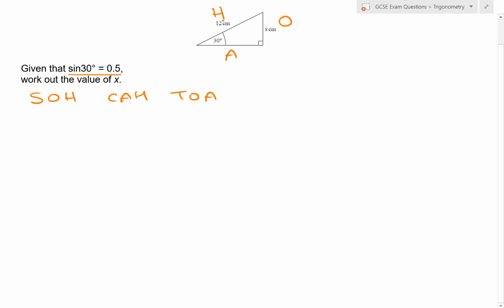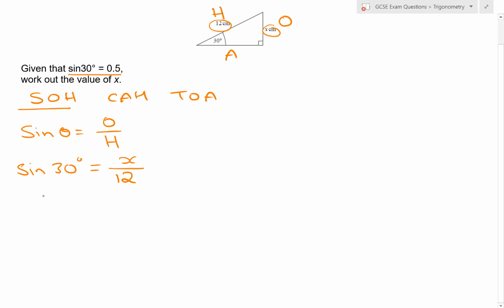So we are dealing with the hypotenuse, which is 12 centimeters, and the opposite, which is x centimeters. So hypotenuse and opposite, which is the sine ratio. We can write down sine theta is equal to opposite over hypotenuse. Now let's substitute the values in. Theta is 30 degrees, opposite is x, which we are finding, and hypotenuse is 12.